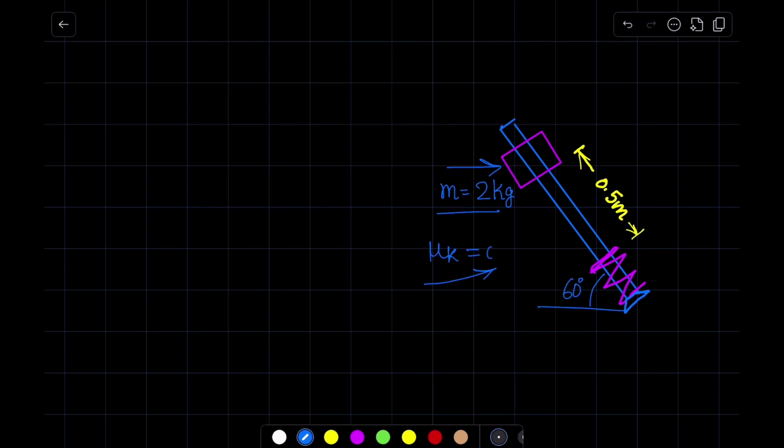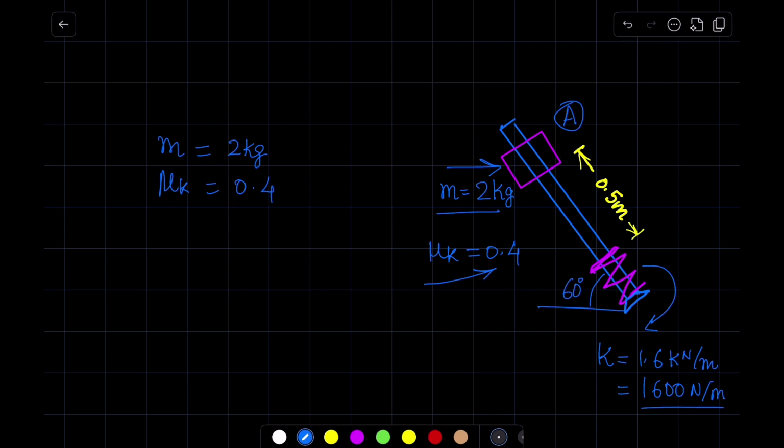Here you can see that there is a collar which will slide on a rod. On this rod there is a spring on the bottom side, and this rod is also inclined at a 60-degree angle. The spring constant is given as 1.6 kilonewton per meter, the mass of this collar is 2 kg, and the kinetic friction coefficient is 0.4.